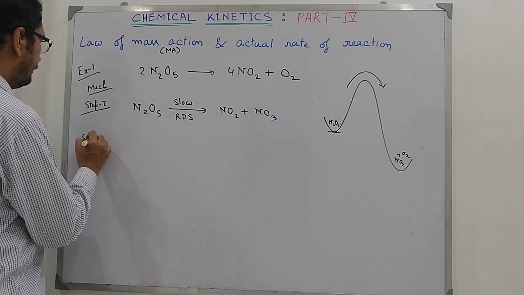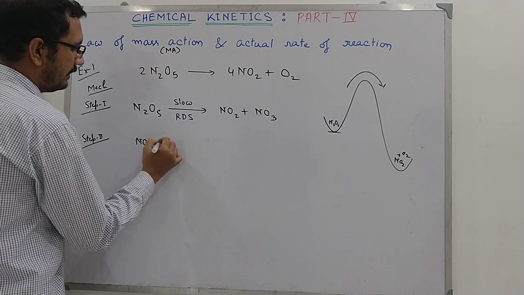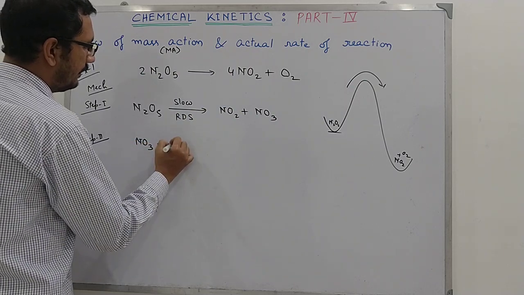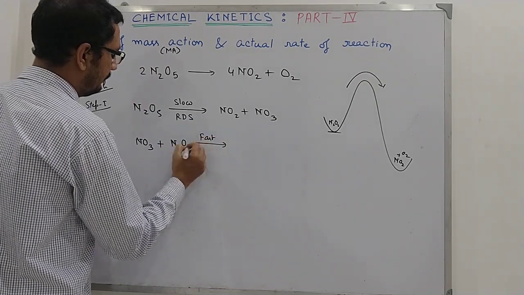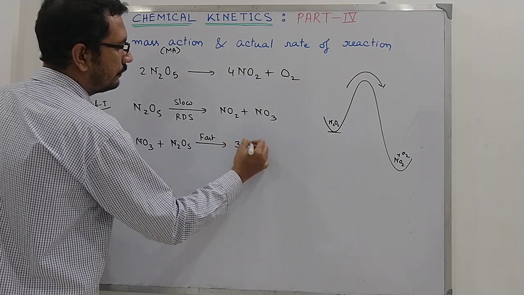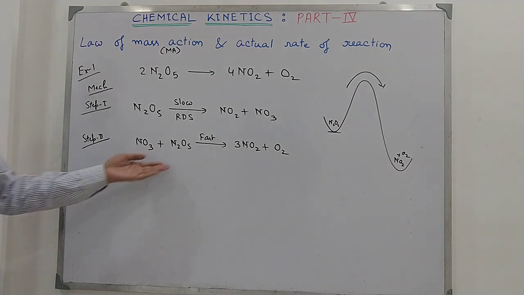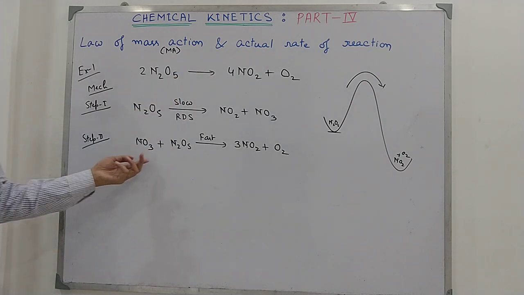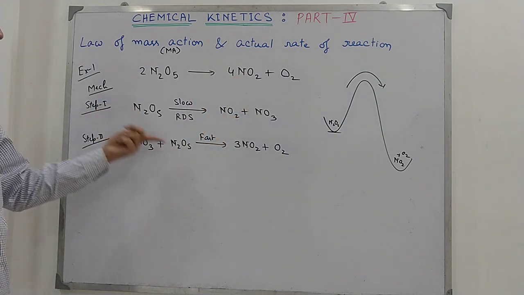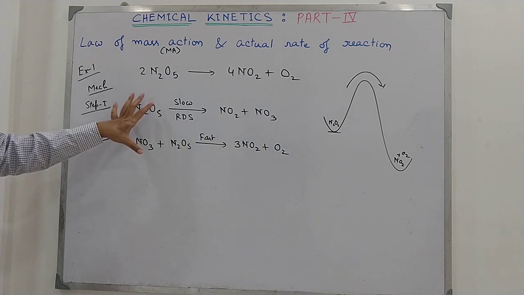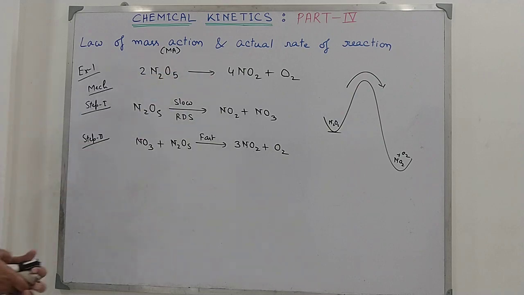Now in the next step, this unstable NO3 moiety, this group, reacts with another molecule to give you 3 NO2 molecules and 1 O2 molecule. So if you add, you get this reaction. See, 3 NO2 and 1 NO2, it is 4 NO2. NO3 cancels out. This gives you 2 N2O5. So this is the multi-step reaction that is occurring for this reaction in the background.